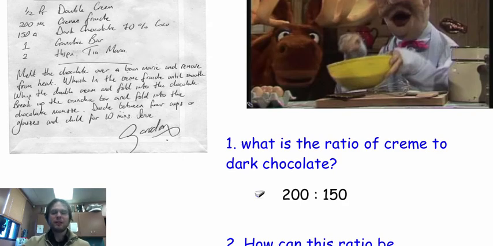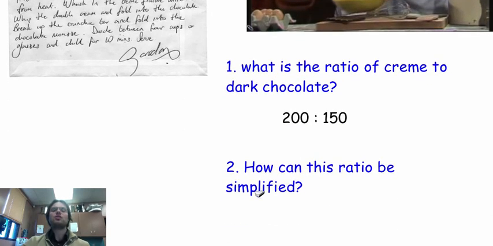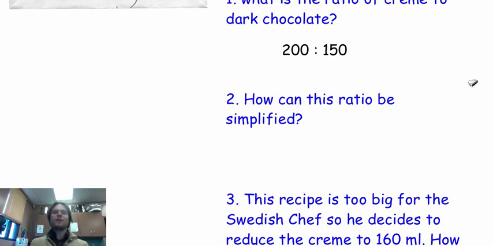Okay? Now the next question says, how can this ratio be simplified? So I look at 200 and 150. What is the biggest number that could divide both of these? Well, if I divide both of these by 10, I'm going to end up getting 20 and 15. Now both 20 and 15 can be divided by 5, which will end up giving me a ratio of 4 to 3. See how I simplified that? The biggest number that can be divided into both of those is actually 50.